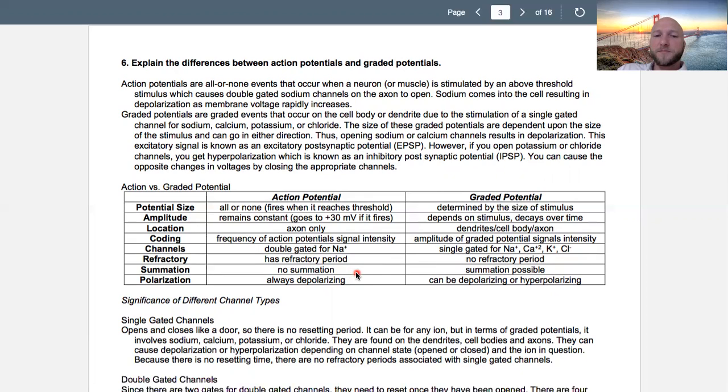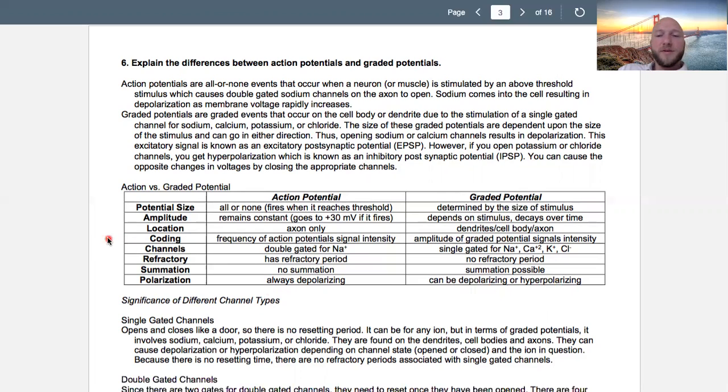Summation: there is no summation in action potentials. With graded potentials, you can summate. There can be many different ion channels opening up at the same time, which can cause summation. Action potentials are always depolarizing. Graded potentials are depolarizing or hyperpolarizing. Open a sodium channel, sodium rushes in, depolarizing. Open a potassium channel, potassium rushes out, hyperpolarizing.